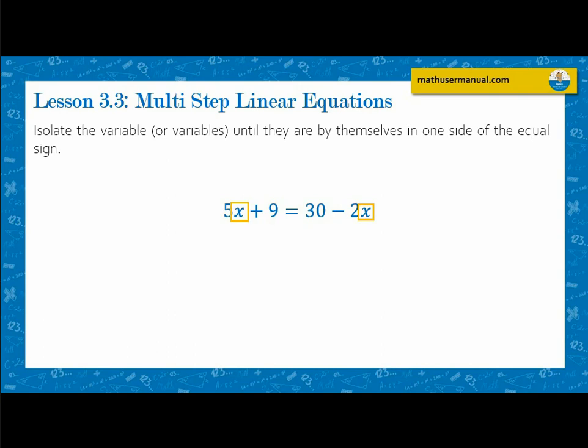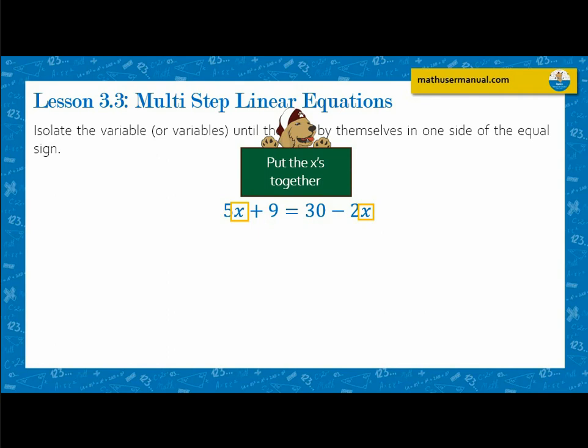Now, the first step is the same. Regardless of how many letters we have, regardless of how many x's we have, the first step is the same. We have to put them all together on the same side of the equal sign. We either choose the left or we choose the right, but we have to put them on the same side. Honestly, we can pick either side. We're still going to get to the right solution.